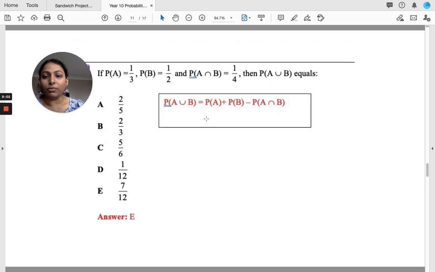This is the formula for probability of A union B: it is nothing but probability of A plus probability of B minus probability of A intersection B. So just by substituting the given values into the formula and typing that in your calculator, you should get probability of A union B is nothing but 7 over 12.